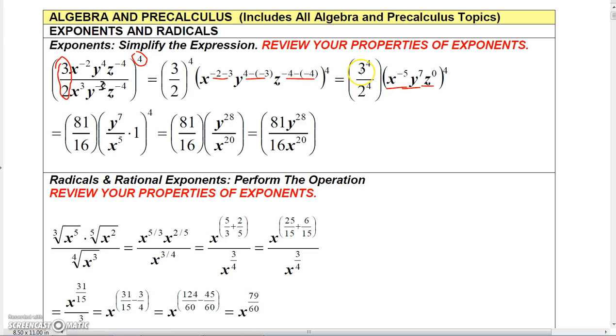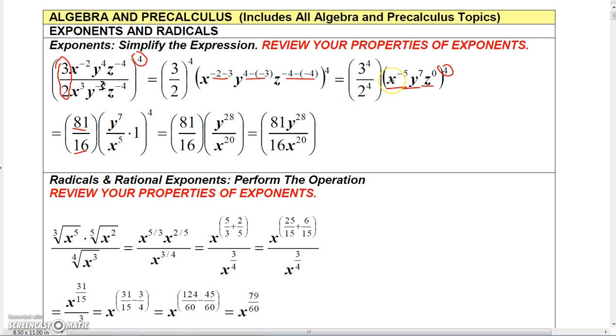With the coefficients here, I just raised the 3 to the fourth power and the 2 to the fourth power. And then remember, all of this over here is still raised to the fourth power. Now, the next step, I'm going to figure out what 3 to the fourth power is. That's 3 times 3 times 3 times 3, which is 81. And then the bottom is 2 times 2 times 2 times 2, which is 16. And if you're allowed to use the calculator, you can just do it that way.